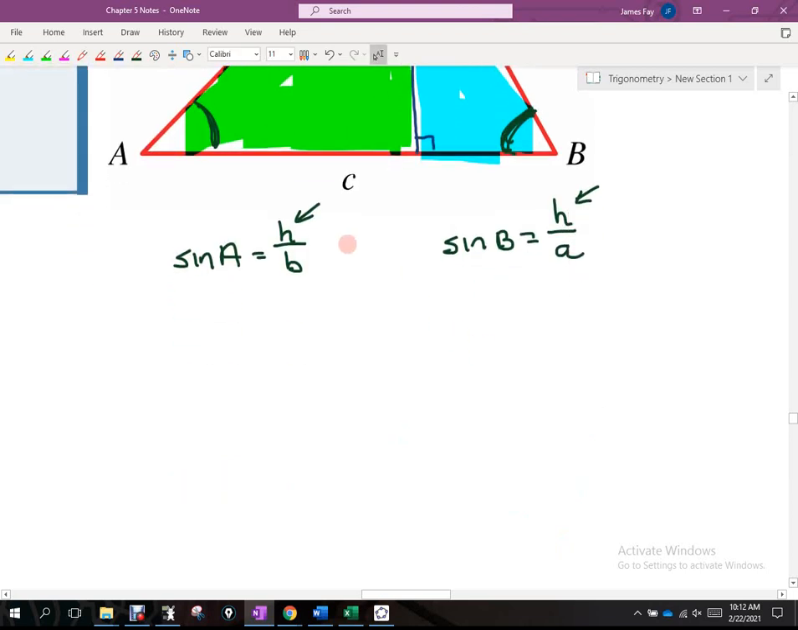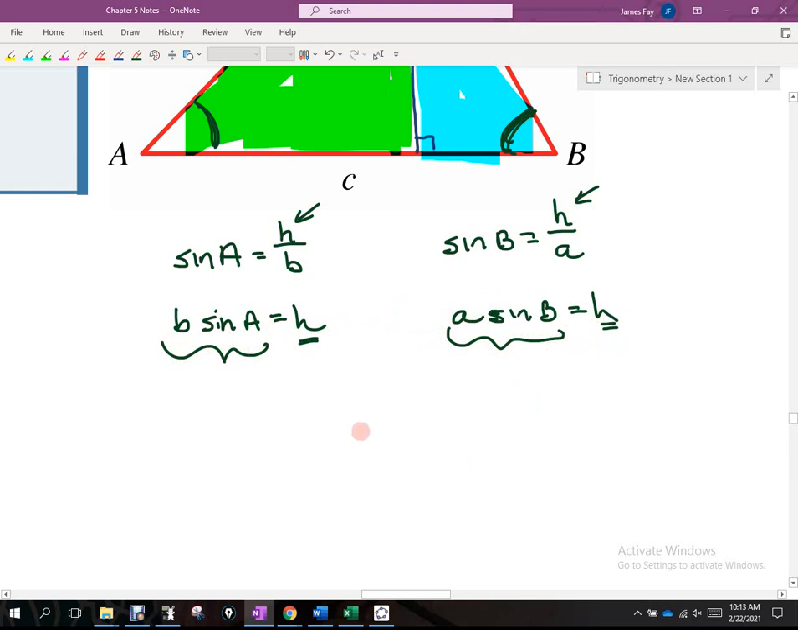So let's do this. I think making the procedure a little bit easier is to solve both of these for H. Multiply both sides by B. Down here I get B sine of A equals H. And multiply both sides down here by A, I get A sine of B is equal to H, right? And again, these H's are the same, correct? So doesn't that mean that those have to be the same? So I'm going to write B sine of A equals A sine of B.